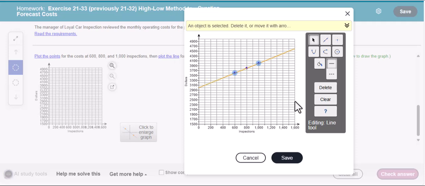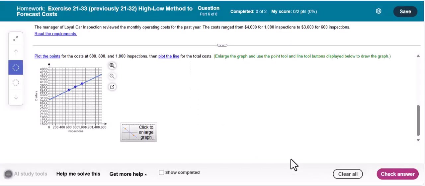So again, the purpose of plotting this line is that now we can project, well, if we get 1,500 inspections, we can go up here and see that's going to cost us $4,500 in mixed costs. So again, that's the point of doing this graphing, so that we can predict future costs in different scenarios, because businesses like to do a lot of what if scenarios. And then we're going to go ahead and click our save button here. And notice it saves our graph over here. And then we can check our answer. Well done.